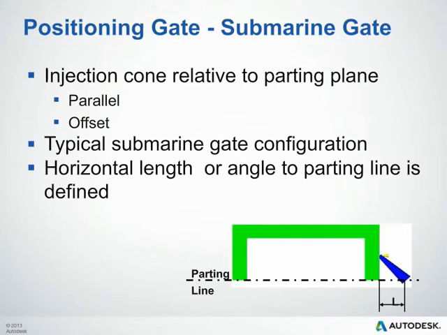When attempting to model a submarine gate, or what some may call a tunnel gate, the parting plane should be offset from the injection cone like we see in the image below. When it's offset like this, we'll basically assume that the injection cone is the starting point of this gate, and that the other end of the gate will end on the parting line, because the assumption here is that the feed system is going to run along your parting line. Within the properties of your gate, you'll see additional options for specifying either a horizontal length or an angle to the parting line.